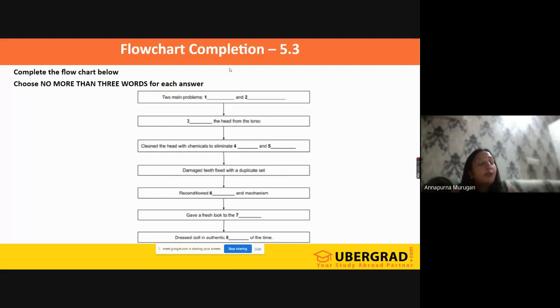For that, you need to see either the heading or the topic that they would have given. If they do not give that topic, try to see the first blank, whatever they have given. So here they are talking about the two main problems. So you have to get back to the passage and skim through each of the paragraphs to find out where they are discussing the problems. So we need to look for the paragraph where they discuss two main problems.